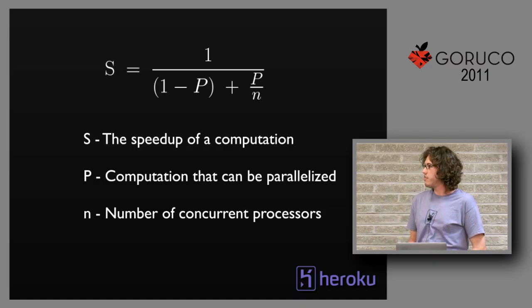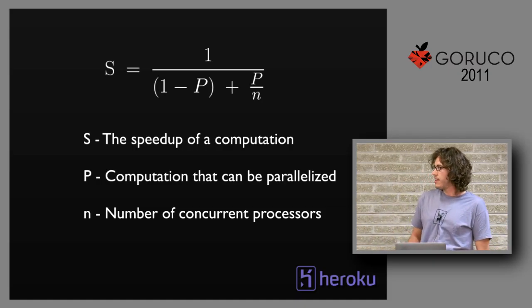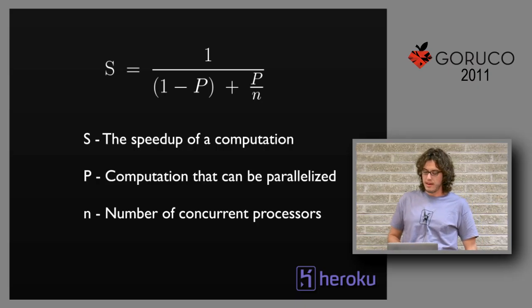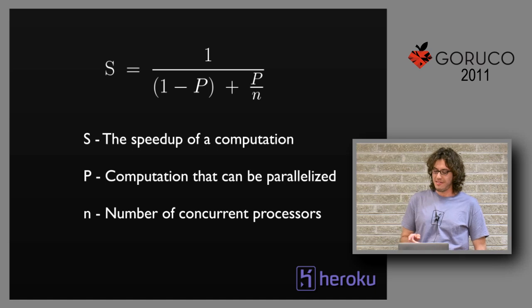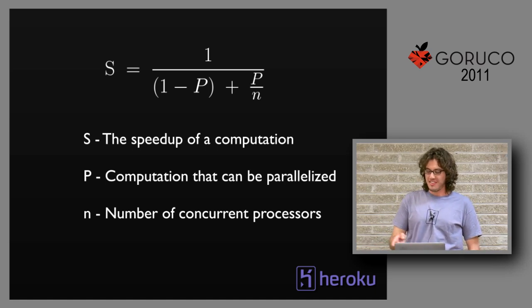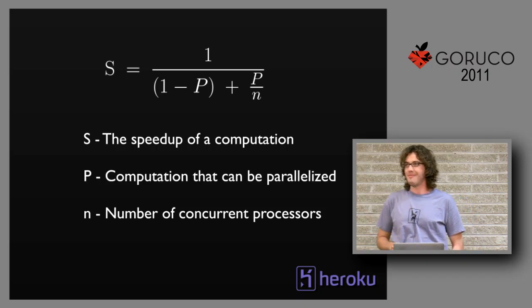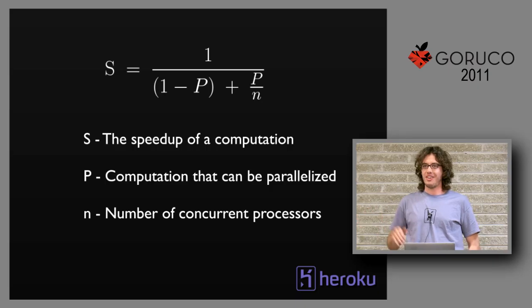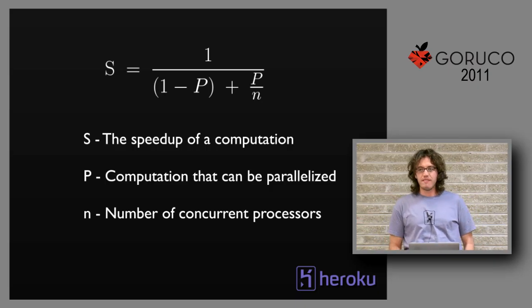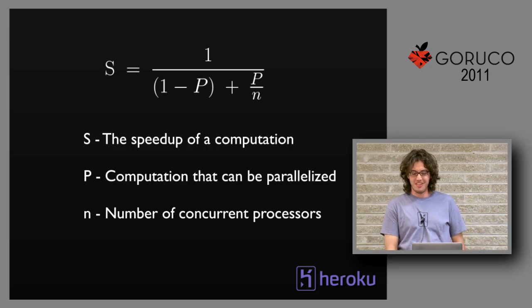In the denominator, to the left of the addition symbol, 1 minus P is the representation of our non-parallel running code. We can see that if our code was 100% concurrent, that 1 minus 1 would be 0, and then it's just a function of 1 over N, and as N goes to infinity, so does S. So in a perfect world, our speedup factor is linear with our number of processors.